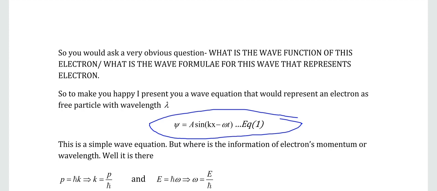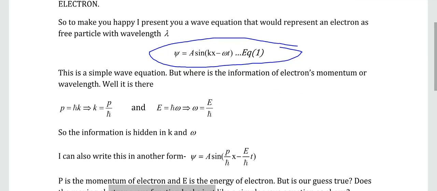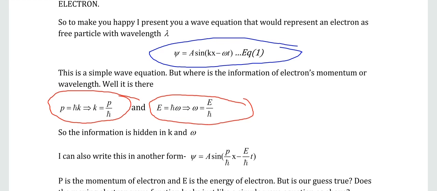Yes, it is related. You look at this equation below. The k that you see is actually p by h cross. So the k is indirectly the momentum, and the omega that you see is indirectly the energy of the electron. Agreed? Now, I think you are happy with the equation psi equals A sin(kx minus omega t).